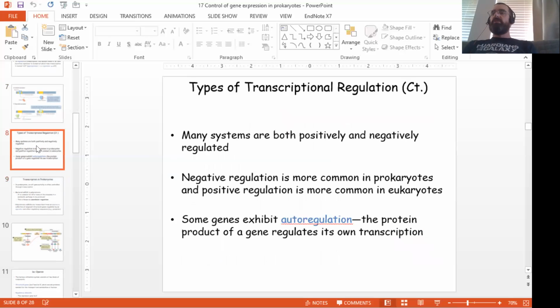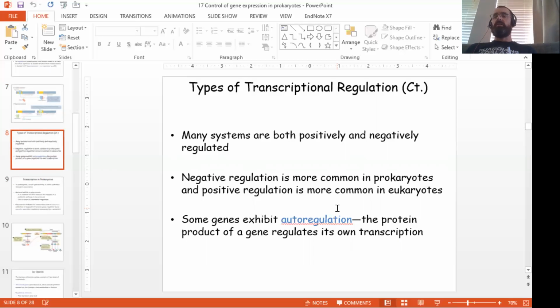And again, just to reiterate, typically negative regulation is more common in prokaryotes. So most genes in prokaryotes are on until they're told to be turned off. The opposite is the case in eukaryotes. Most genes in eukaryotes are off until they're told to be on, right? So they're positively regulated.